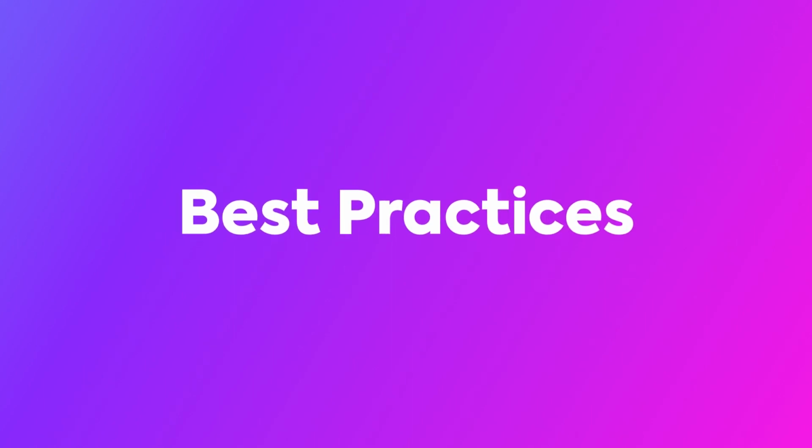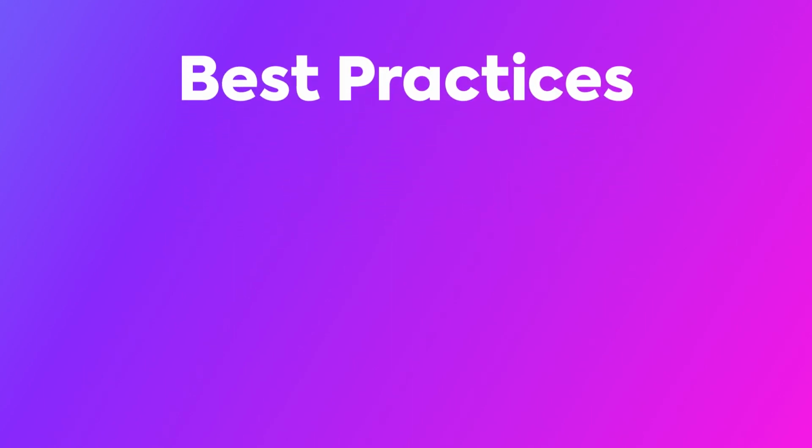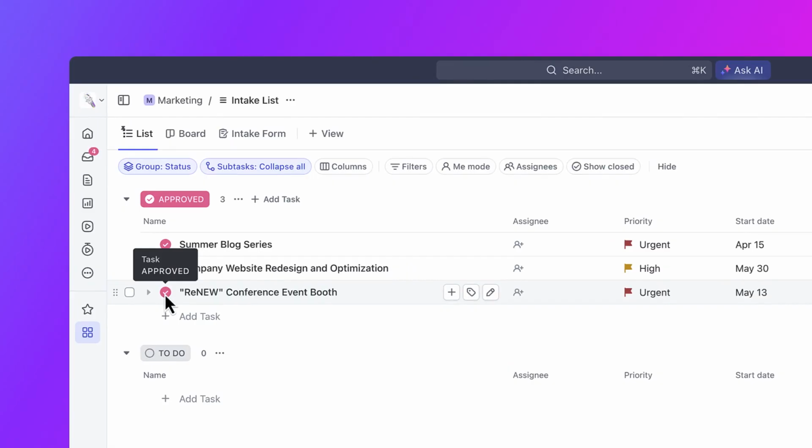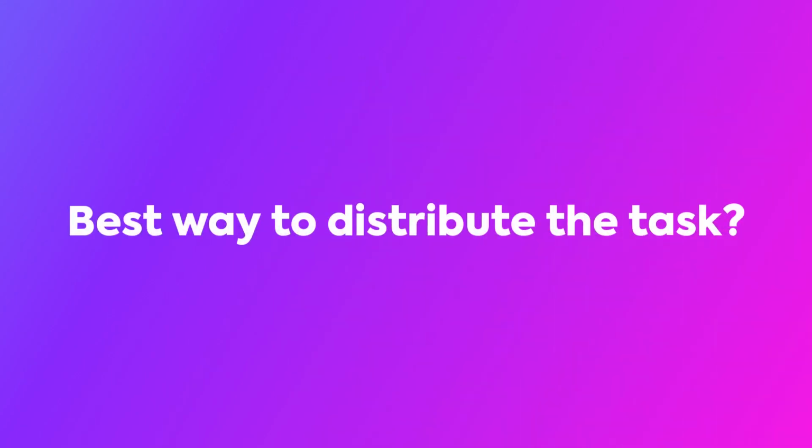Let's discuss some best practices for tasks in multiple lists. First, when you've prioritized your tasks, use automations to add tasks to other lists. Whenever you're working on a project cross-functionally and a task is prioritized and ready to be worked, what is the best, most time-saving way to distribute the task to another team?